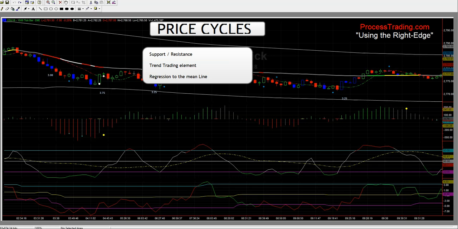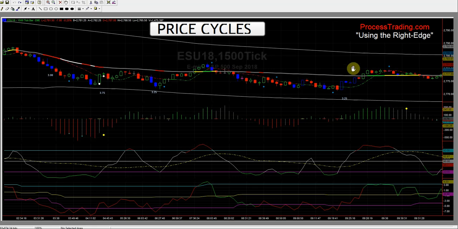But you can see that price kind of oscillates around support and resistance. In other words, it cycles around support and resistance. And we know that to be a truism for trading because of just our general trading experience. So a cycle can cycle around support and resistance. It can cycle from a regression to the mean.